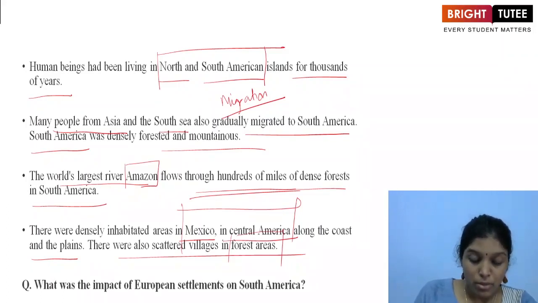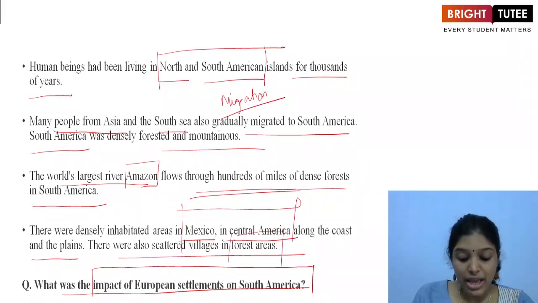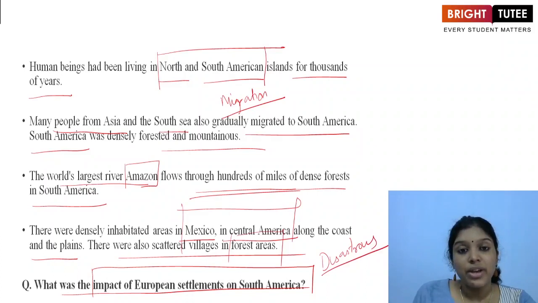So one of the questions which come from this topic is, what was the impact of European settlements on South America? This is a short answer question, and we have already seen that it had a disastrous, very negative effect on the native people of America, because after exploration of these new continents, there was colonization. The explorers kept these newly discovered continents under their control, as a result of which the native people had to remain under the control of the explorers and the European colonizers for a long time. In that case, the freedom and the free will of the native people were taken away, and they were subjected to a lot of violence and injustice during this period.